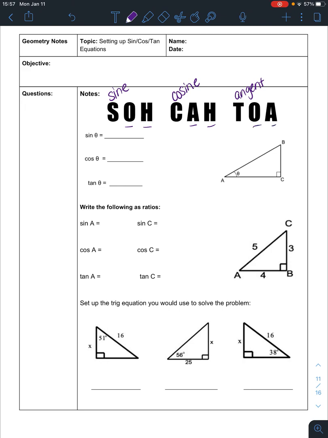So now that we know how to recognize all that, we're going to start setting up the problems. We're going to start by just setting up the problems and not solving them. We're going to solve them later.